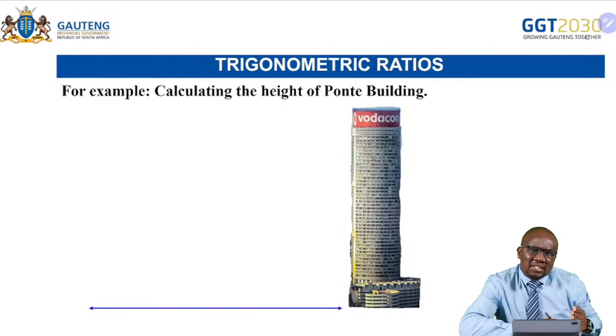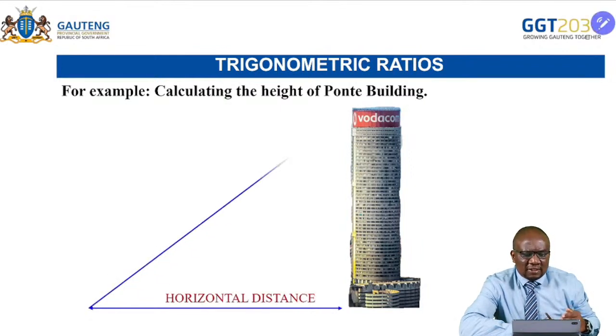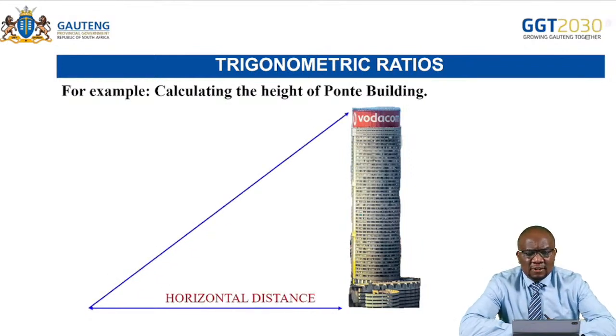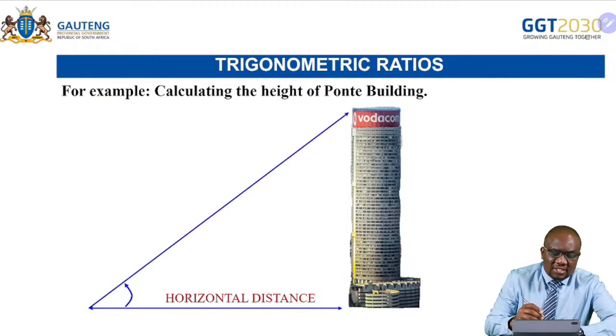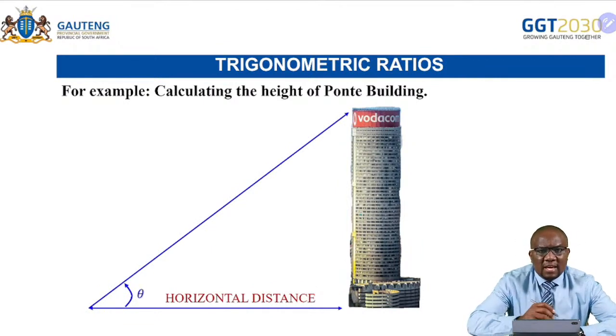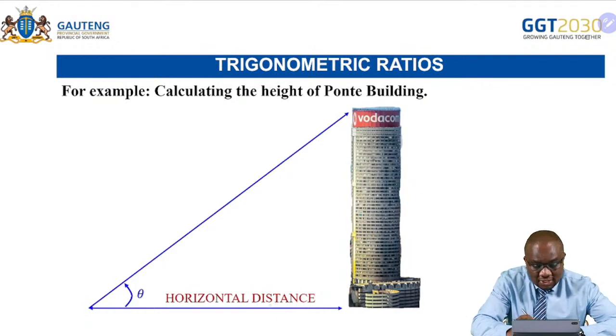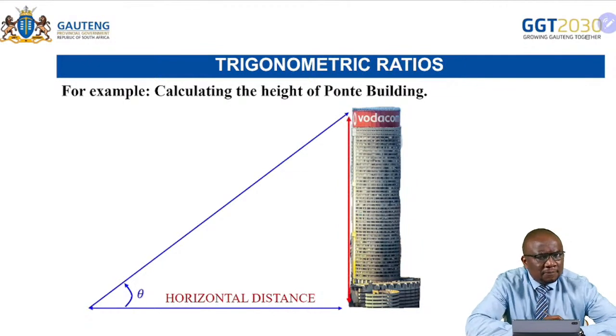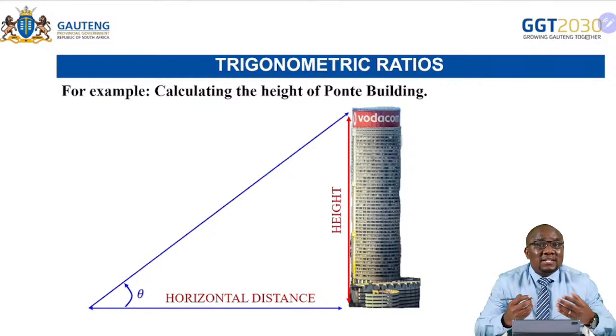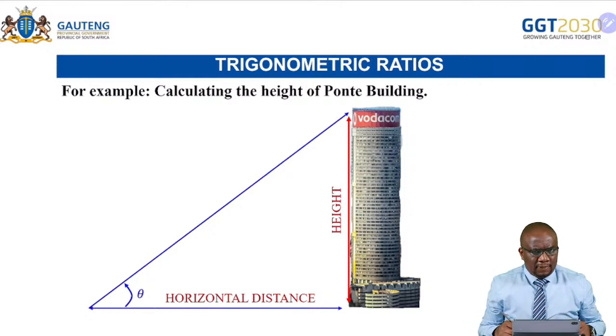Then we measure the angle. Using this angle and the horizontal distance, applying trigonometry, we can calculate the height of this building. Do you see how we can use trigonometry? I'll show you how we do these calculations. So that is trigonometry in real life.